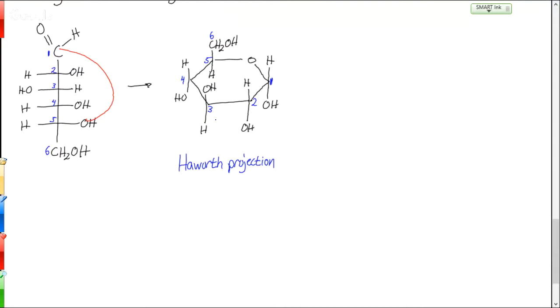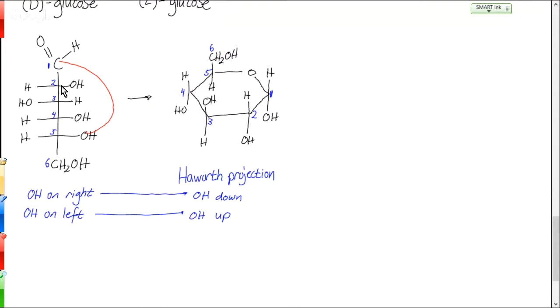And we can actually figure out where the OHs are going to go on carbons 2 through 5. If the OH is on the right on this projection, like on number 2, over here the OH is going to end up down. If the OH is on the left, like number 3, the OH ends up up. So let's see how that works. Number 2, the OH is on the right, so it ends up down. Number 3, the OH is on the left, so it ends up up. Number 4, the OH is on the right, so it ends up down. Number 5, the OH is on the right, but that's the one that connects and is in the ring. So that's the O from that particular OH.